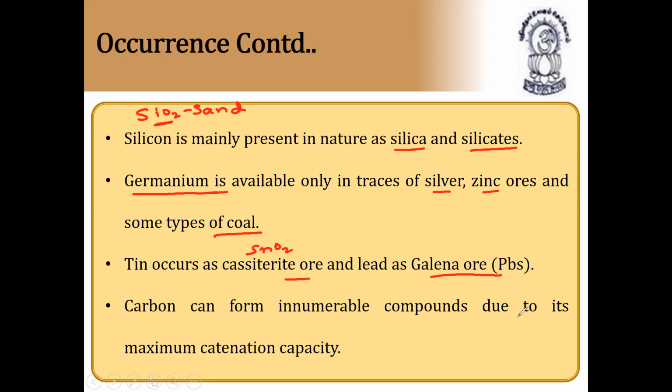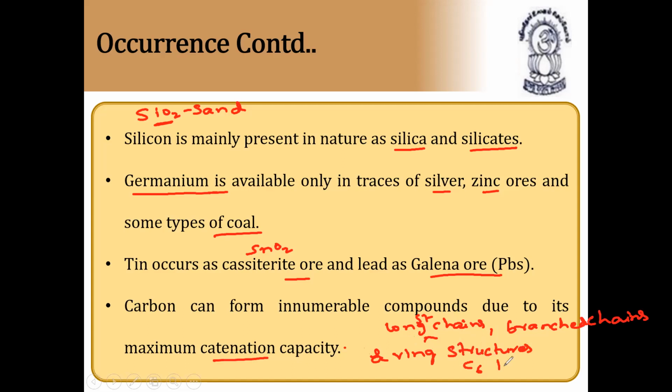Carbon can form innumerable compounds due to its maximum catenation capacity. What is catenation? Catenation is the property of forming long straight chains, branched chains, and ring structures. So carbon compounds have the tendency to form long straight chains, branched chains, and ring structures like benzene. You can see benzene here, C6H6. That's why it has maximum catenation capacity.